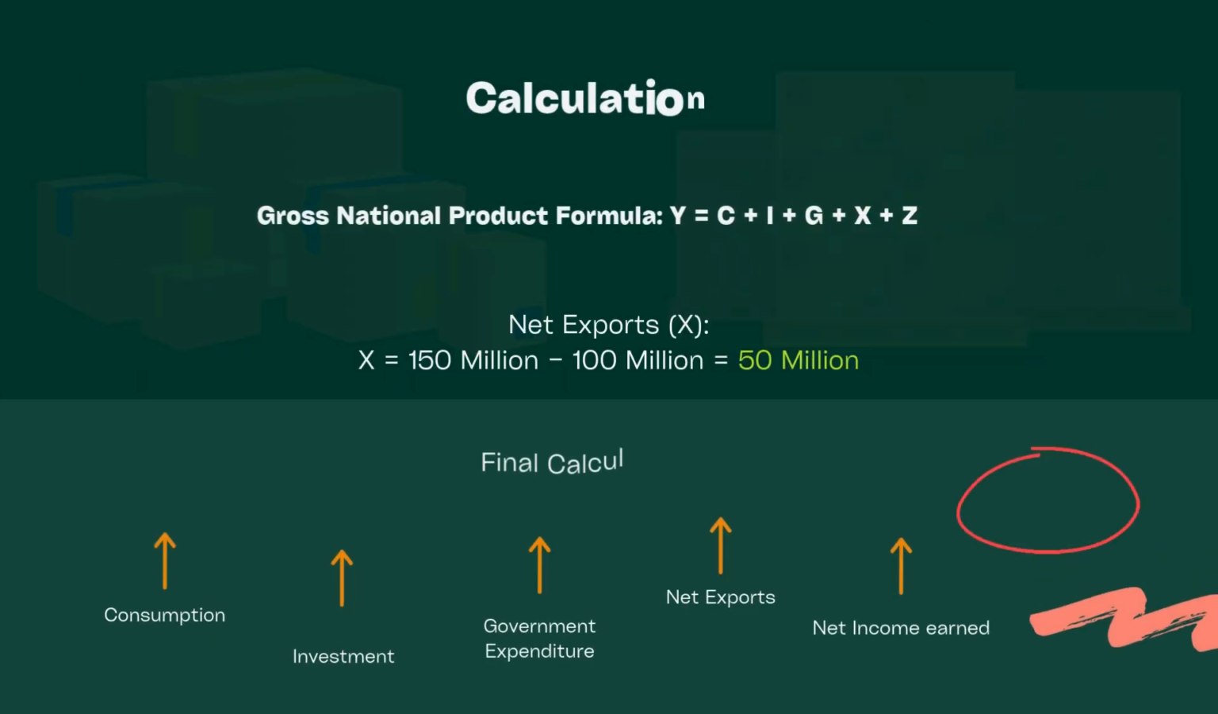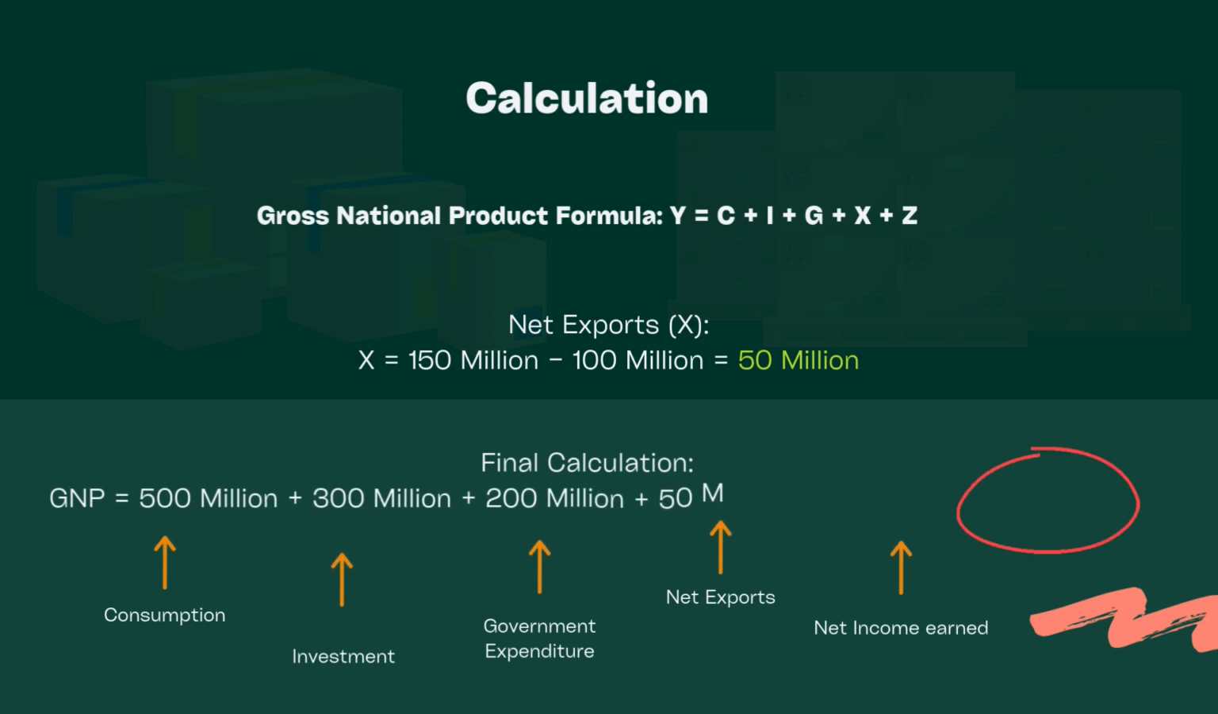So, following the gross national product formula, we need to first get the net export, where export amounted to 150 million minus the import of 100 million is equal to 50 million. And for the final calculation, gross national product is equal to 500 million plus 300 million plus 200 million plus 50 million plus 40 million, which is equal to 1,090,000,000.